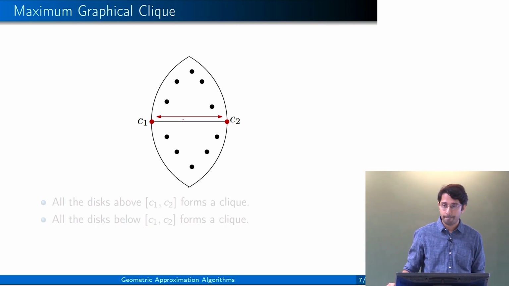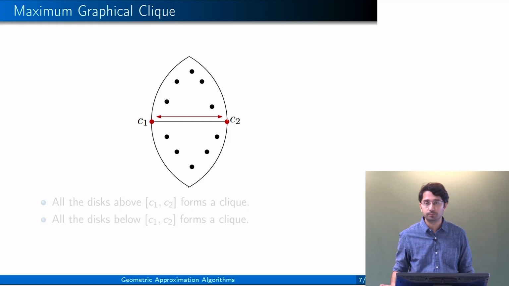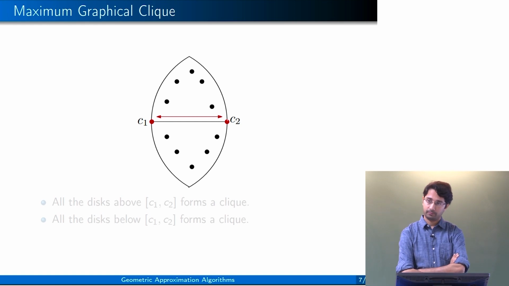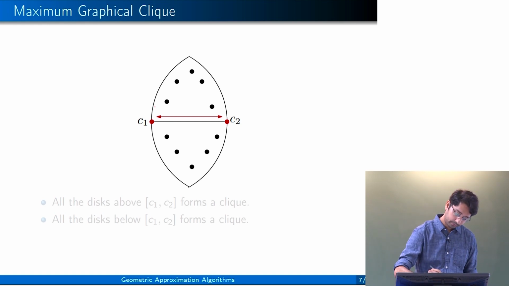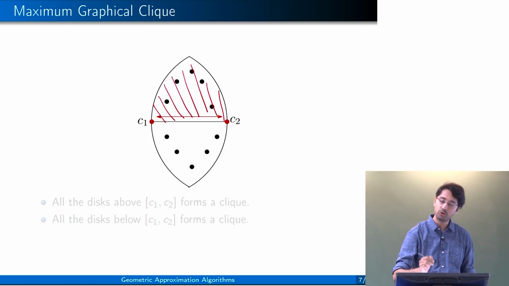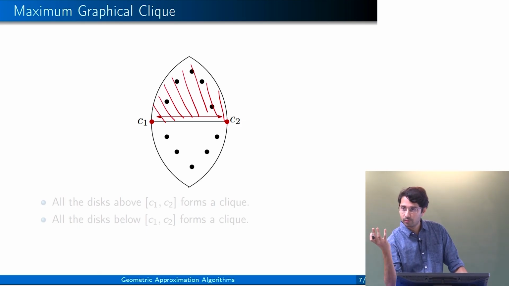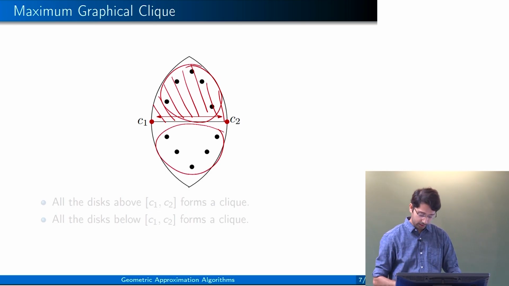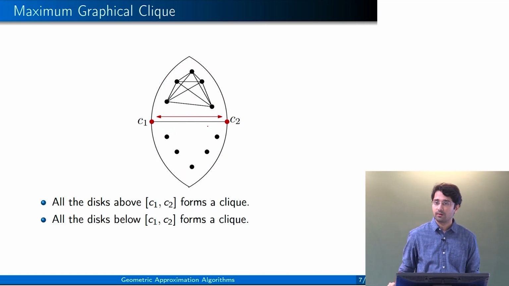Now, what I can do is draw a line joining C1 and C2. Consider all the disks whose centers are above this line C1, C2. Can we say something about them? Because if you take any 2 points in this region, the distance is less than 1. So, all these disks form a clique. What about all these disks here? Very good. So, I have a graph which I can decompose into 2 parts, clique 1, clique 2.